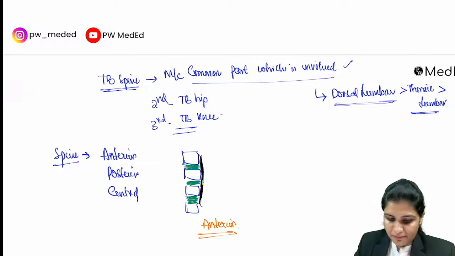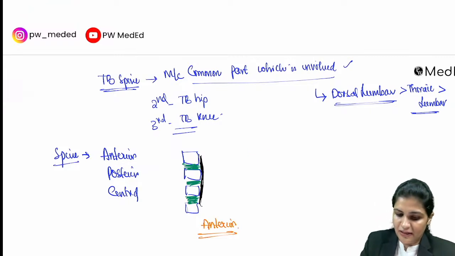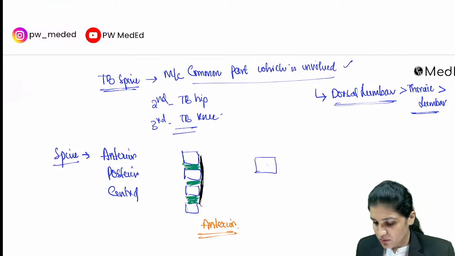And now coming to the central type. In case of central, it is the center of the vertebra, right? So this is the central.